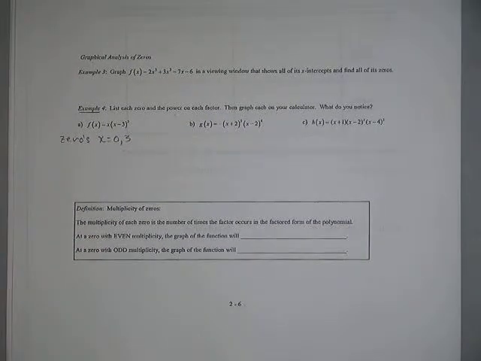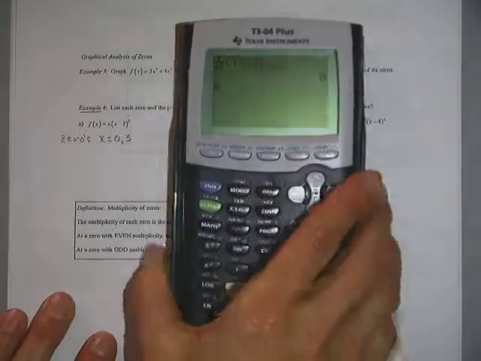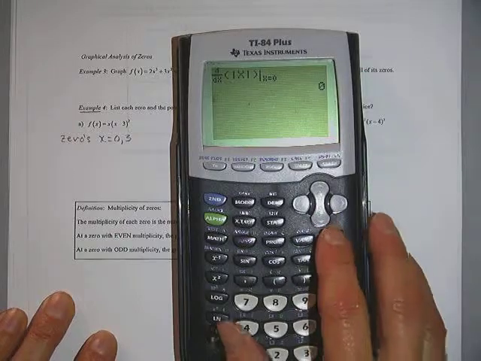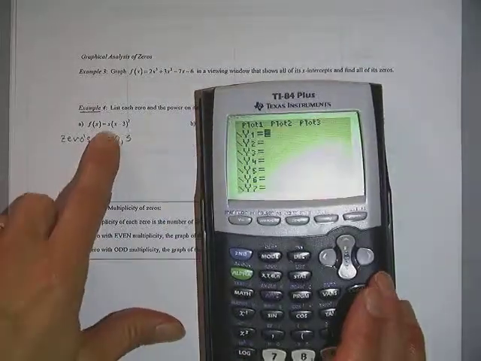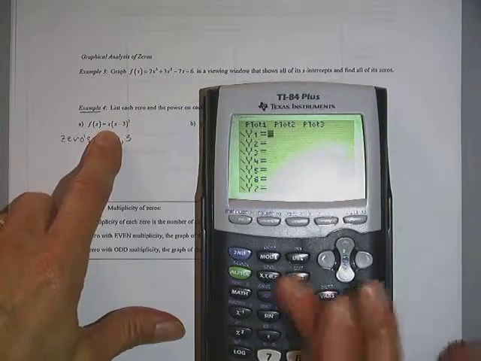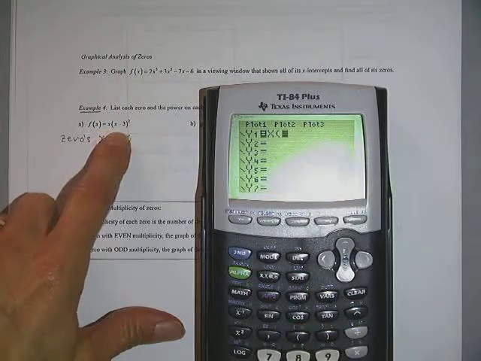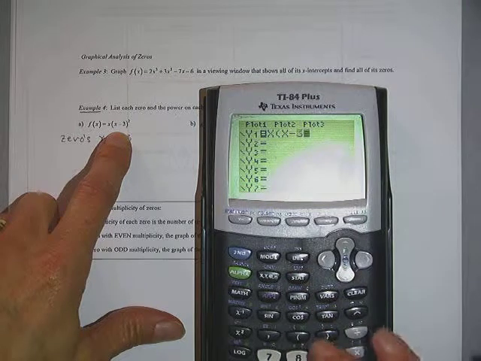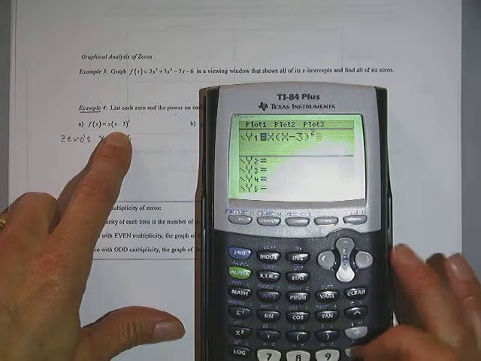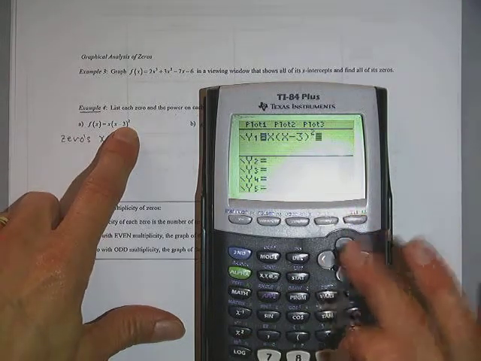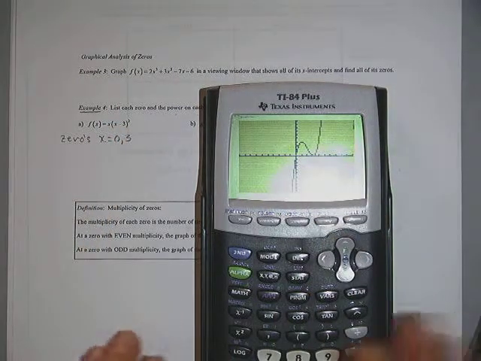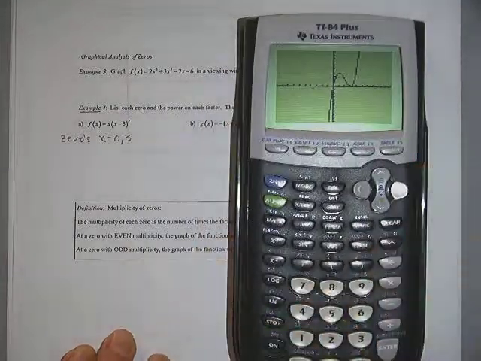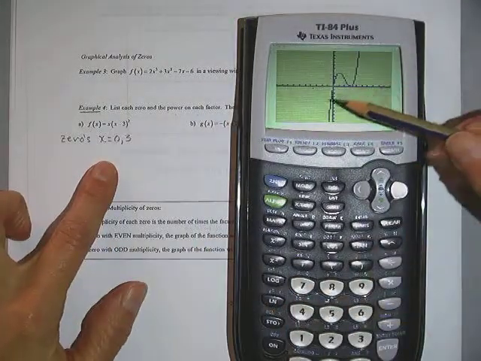Grab your calculators real quick. There's some in the back here if you need them. All right, and let's type that in. What do I have here? Oops, no, what is the power? Squared. Okay. And this is my graph then. Okay, there it is. What do you notice about what happens at 0?